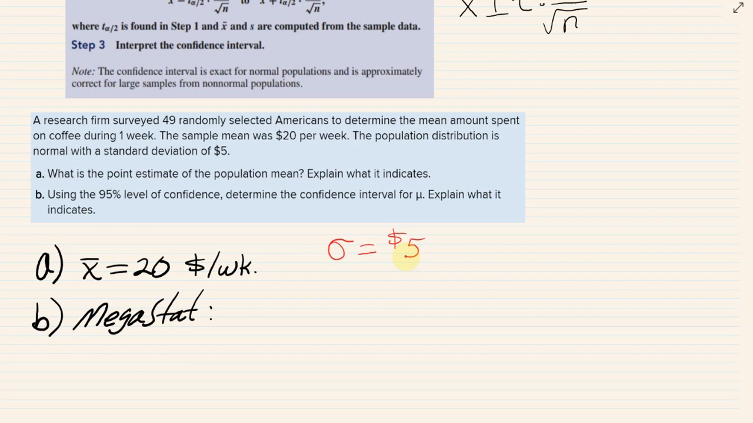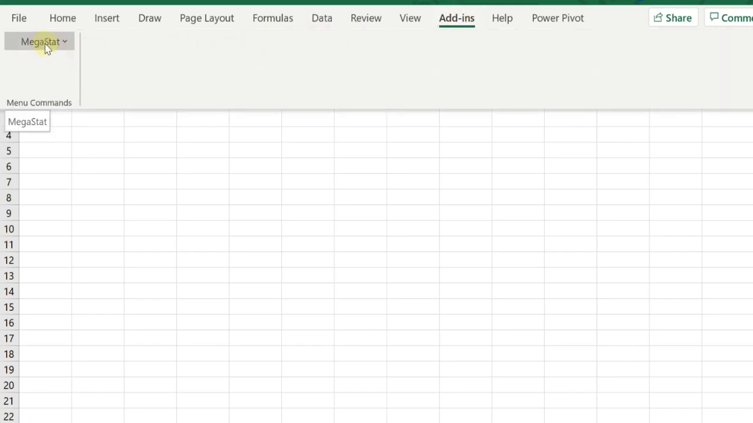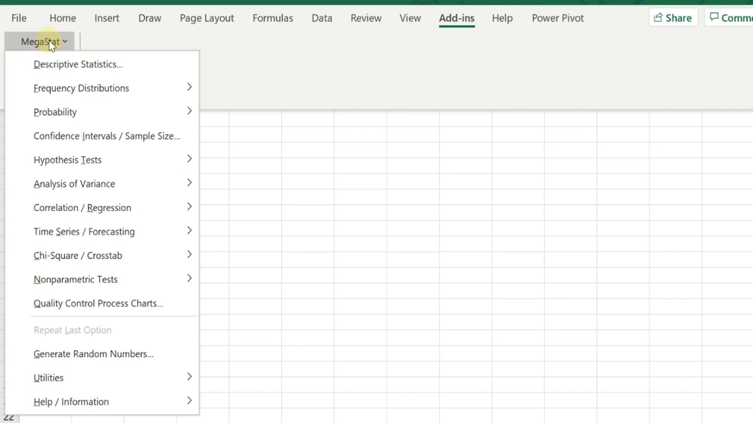Okay, so now we're going to go to Megastat. I'm going to pause this. You're not going to notice a difference. I'm going to leave my note and go to Megastat. So let's take a look at Megastat and how we're going to answer this question. Okay, so now I am in Excel. I've already installed Megastat. I'm sure all of you have already done that. And here's my add-ins. So I'm clicking on add-ins. Megastat appears. Click on Megastat. This is the step-by-step in Megastat on how to do this.